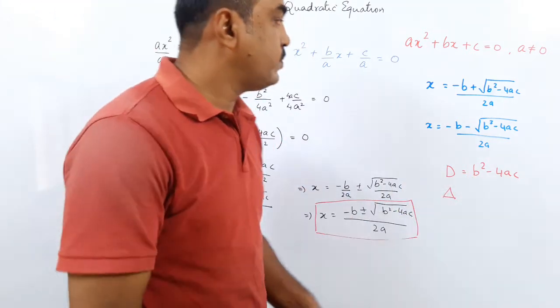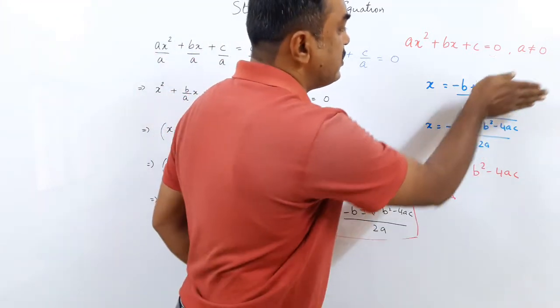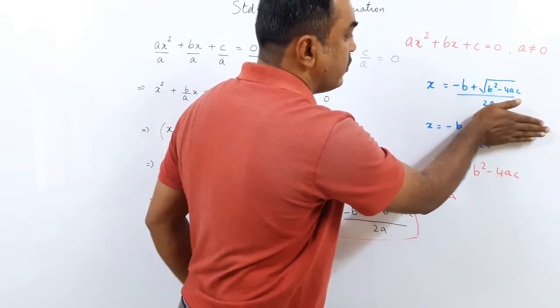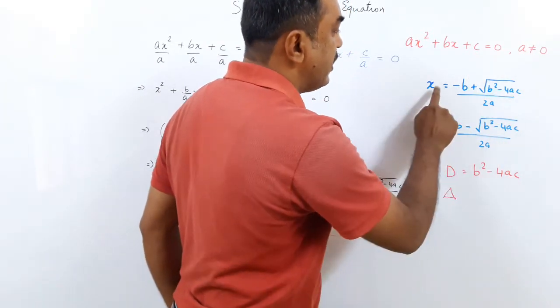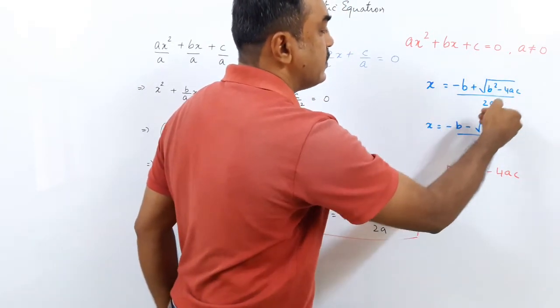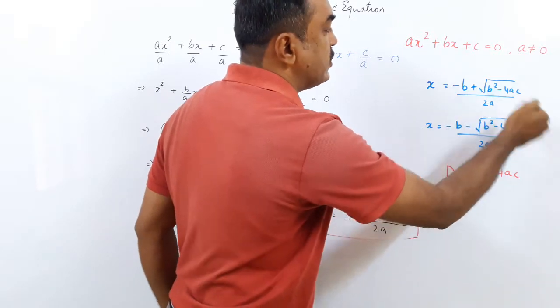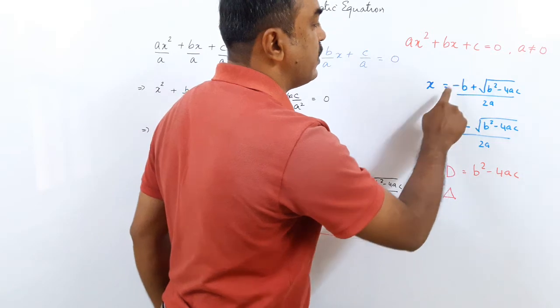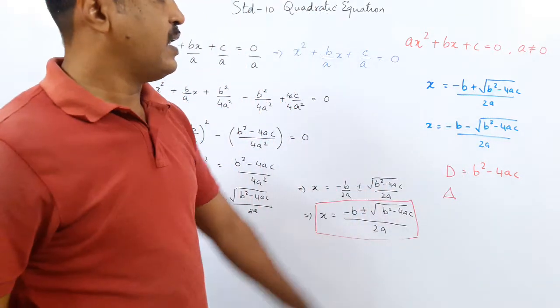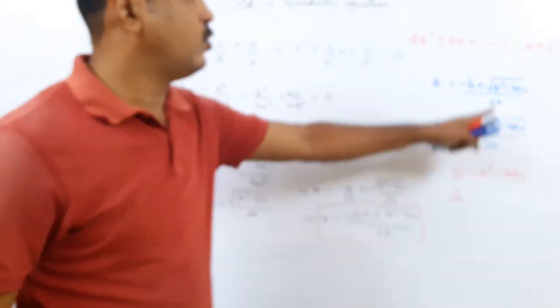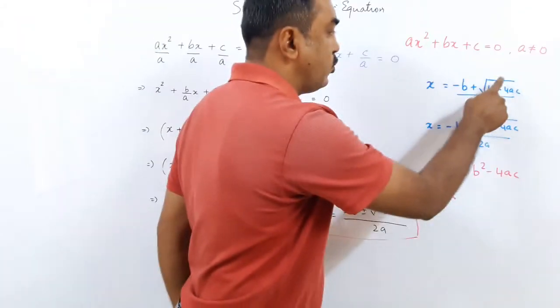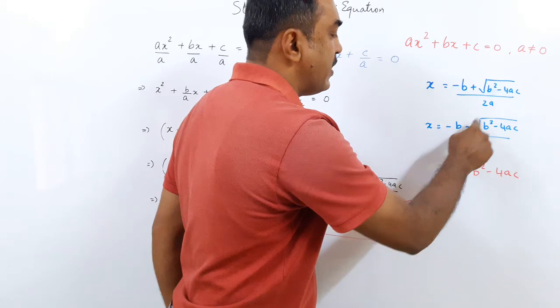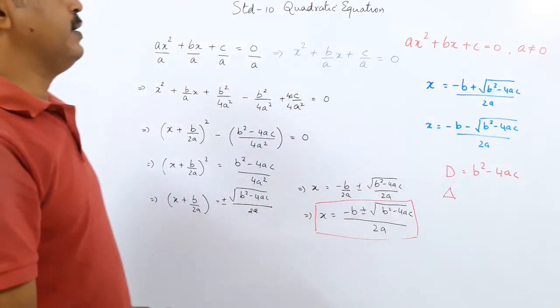If this is 0, then you can imagine this part will get cut off. So only one root will be there, it will be minus b upon 2a, because this has become 0. So plus 0 or minus 0 we just remove. If this is 0, then only one root is possible, minus b by 2a. And if it is not 0 but greater than 0, then two real roots are possible: minus b plus under root D upon 2a, minus b minus under root D upon 2a.